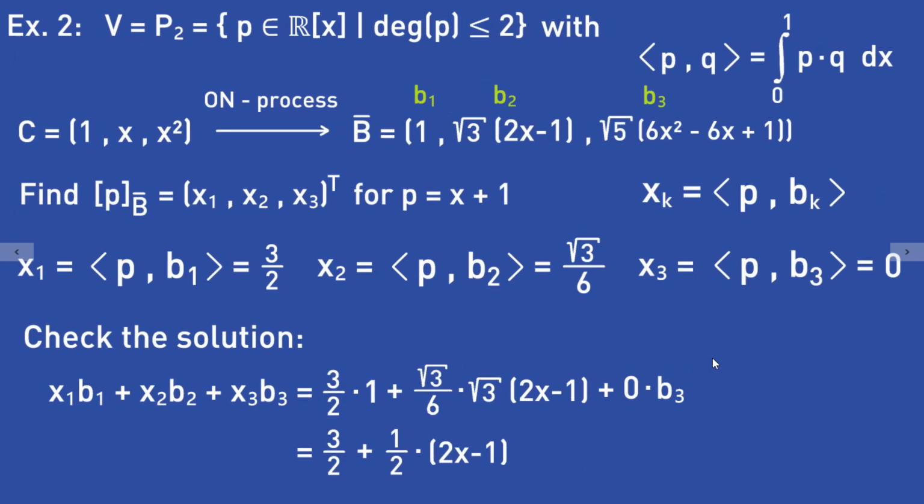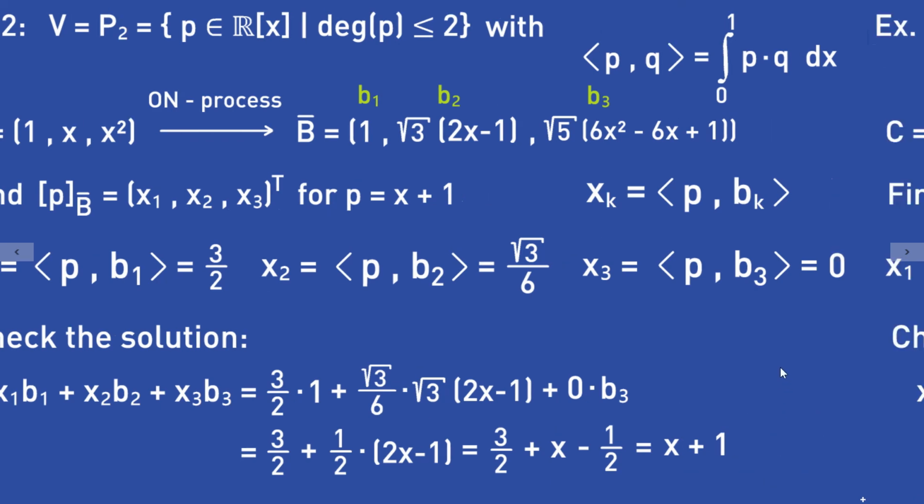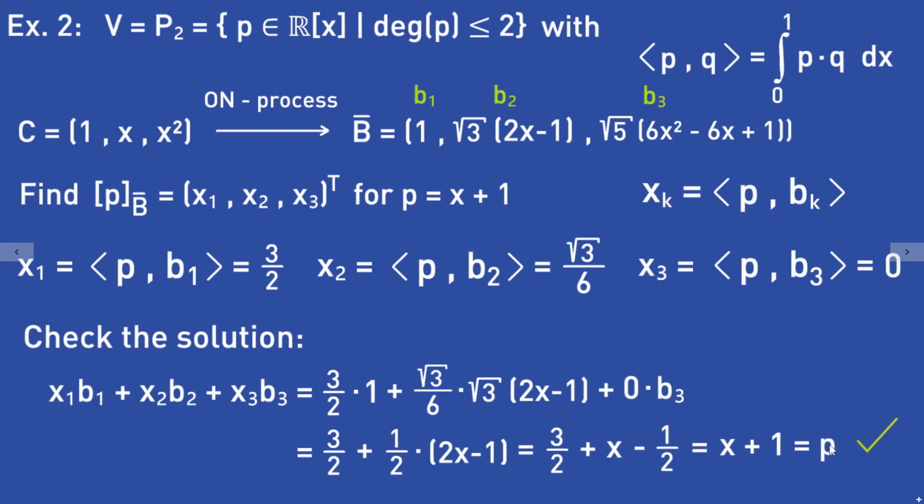So this is equal to 3/2 plus 1/2 times 2x minus 1, and that is equal to 3/2 plus x minus 1/2, and in the end we get x plus 1, which is the polynomial P. So these three numbers here, x1, x2 and x3, are really the coordinates of the polynomial p with respect to the orthonormal basis b bar.